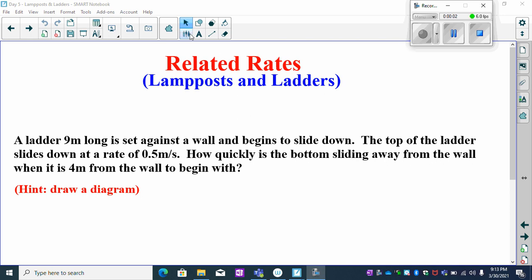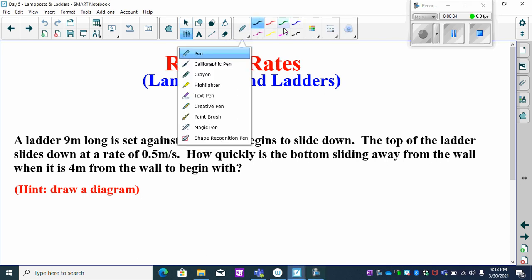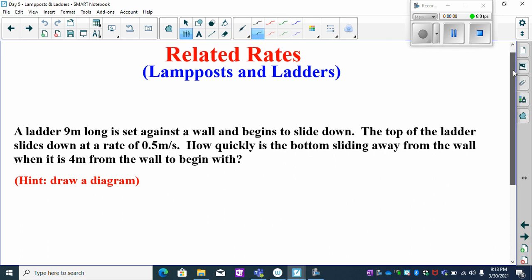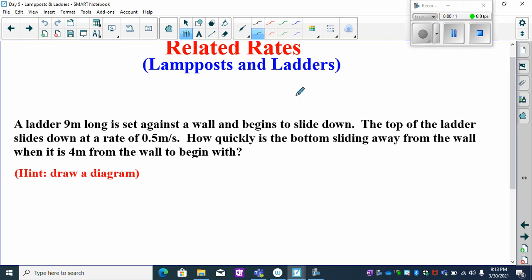All right, so we're going to continue with our related rate problems. Today we're going to look at two specific types, two common related rate problems. One involving a ladder and the other ones that involve lampposts and shadows being cast on the ground.